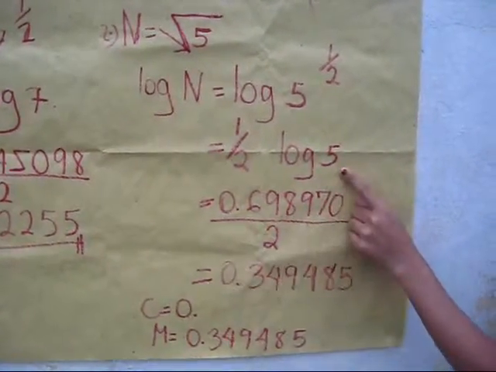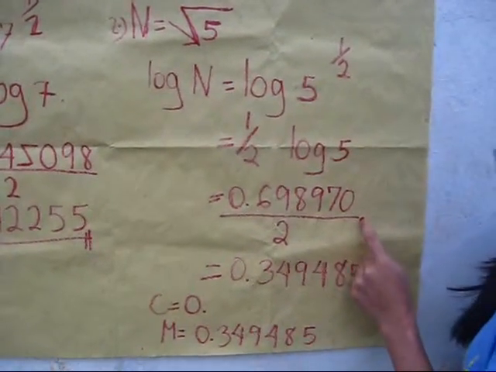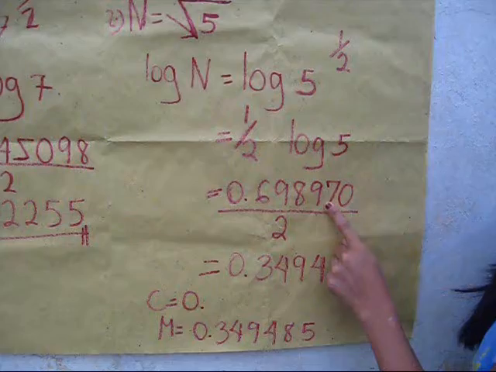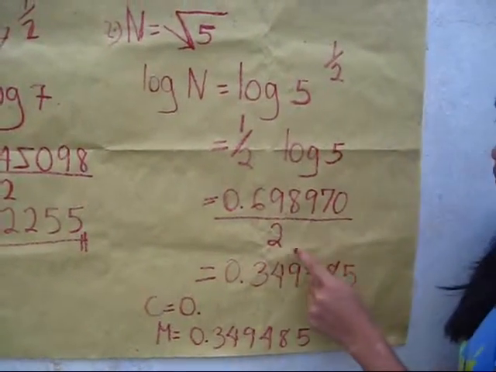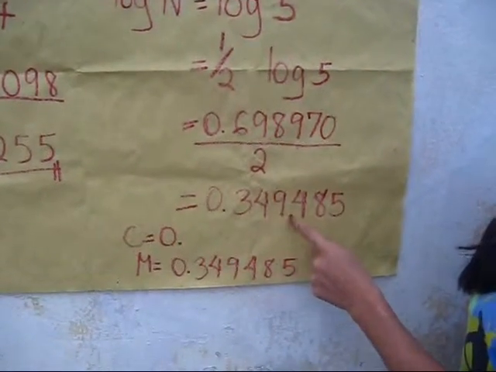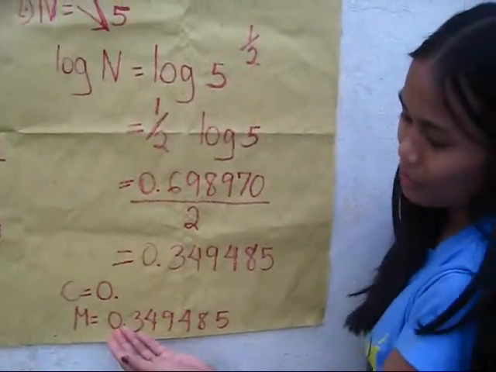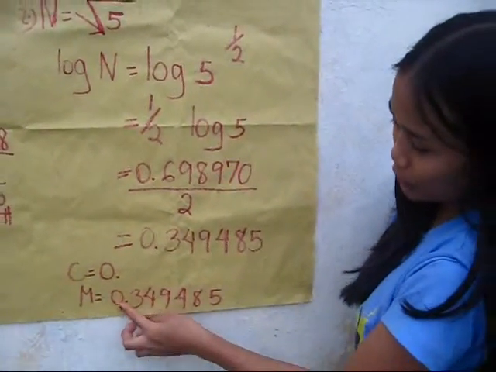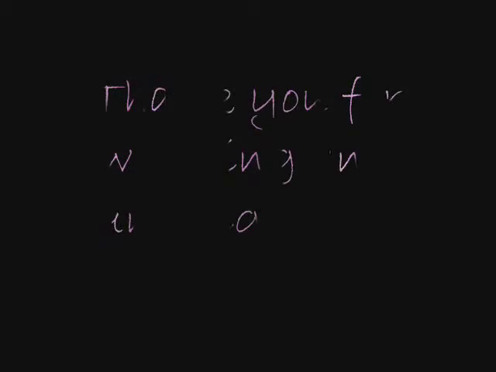So the value of log of 5 is equal to 0.698970 all over 2. So divide 0.698970 by 2, the answer is 0.349485. The characteristic here is 0 and the mantissa is 0.349485.